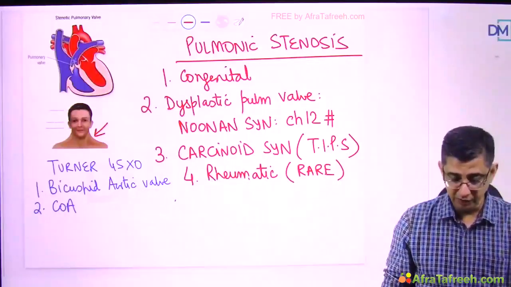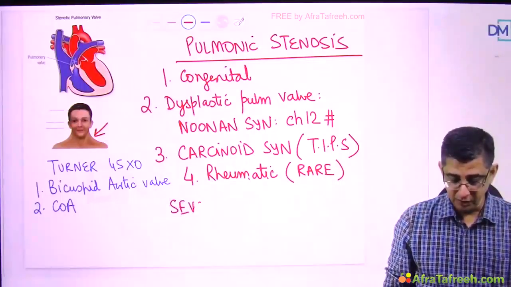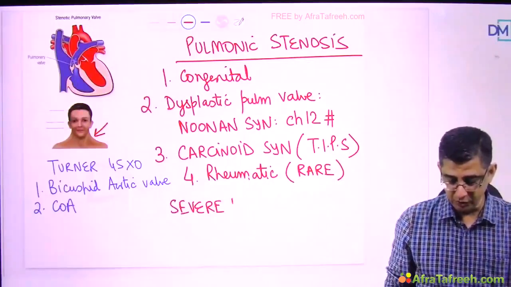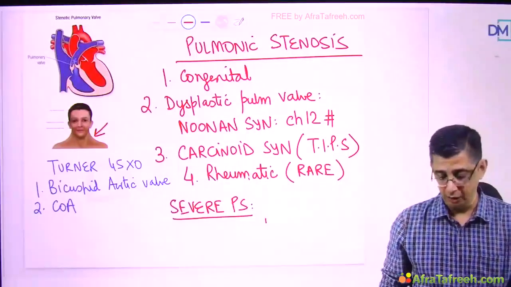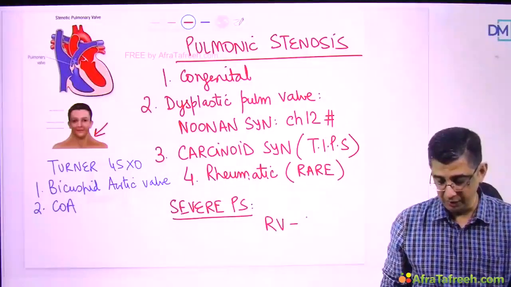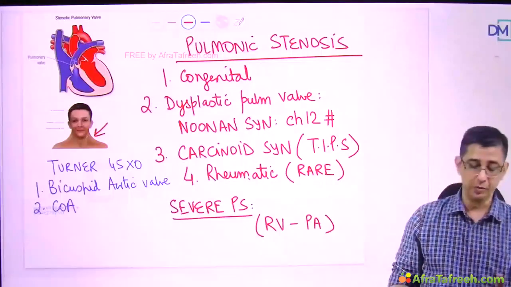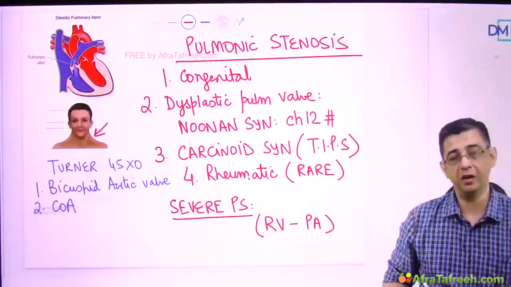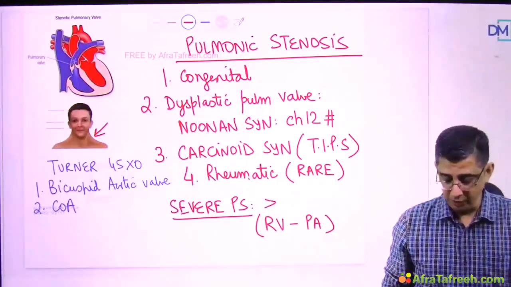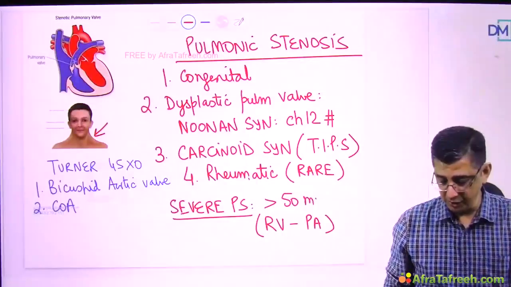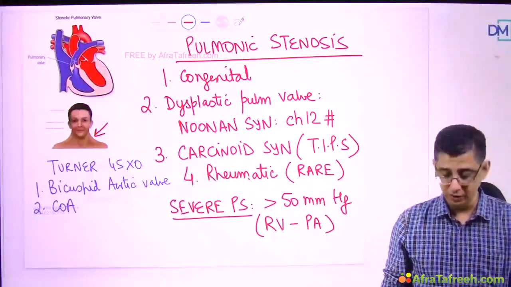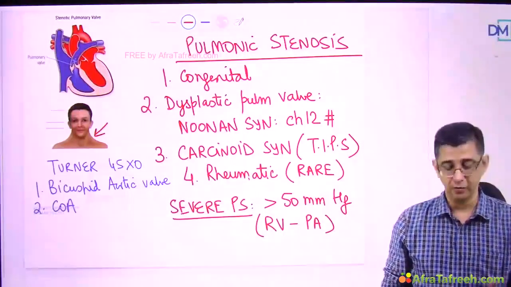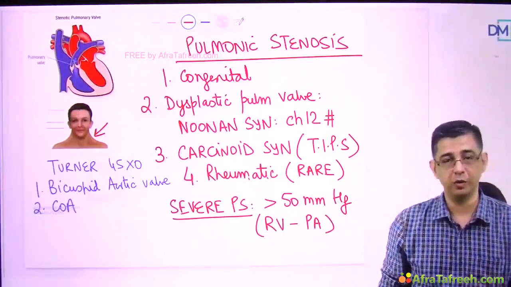Now, when would you say severe pulmonic stenosis? The diagnosis of severe pulmonic stenosis is not based on the orifice size, but is based on the pressure gradient, because this heart lesion will depend on the pressure gradient between the right ventricle and the pulmonary artery, because pulmonic stenosis will contribute to right ventricular hypertrophy in a patient. So severe pulmonic stenosis is defined as a pressure gradient of more than 50 millimeter of mercury, and because of this higher pressure gradient, the forward flow will definitely be compromised in the patient.